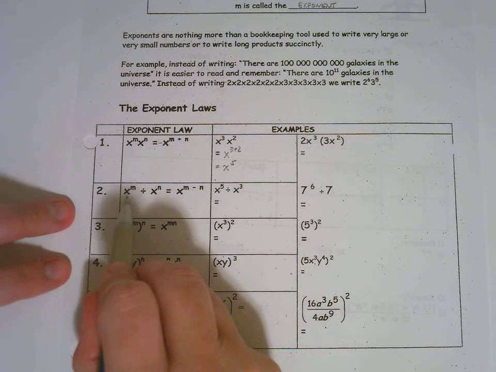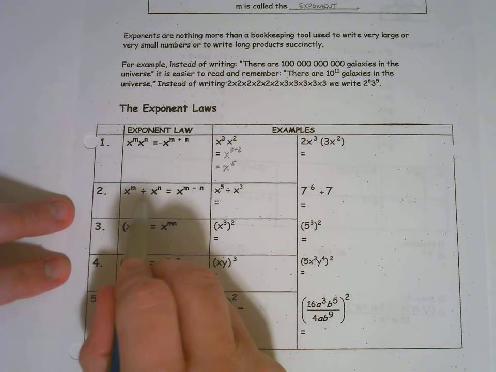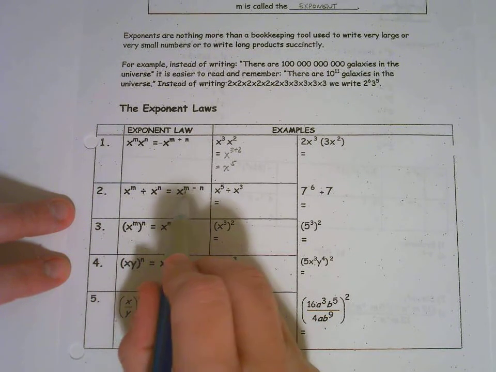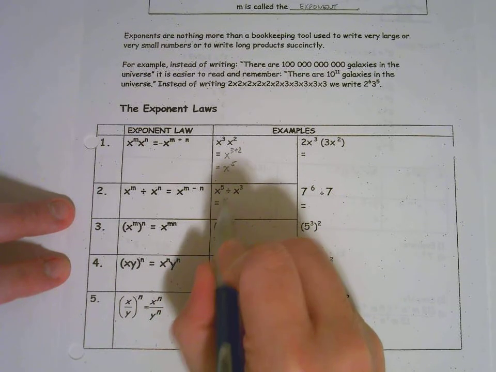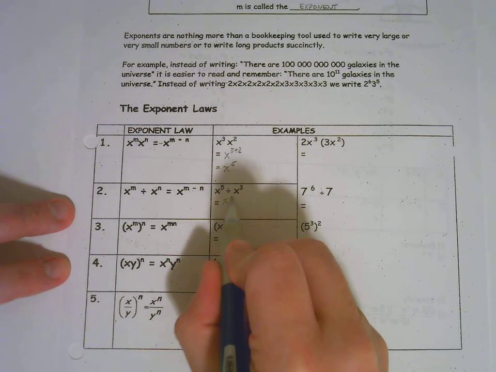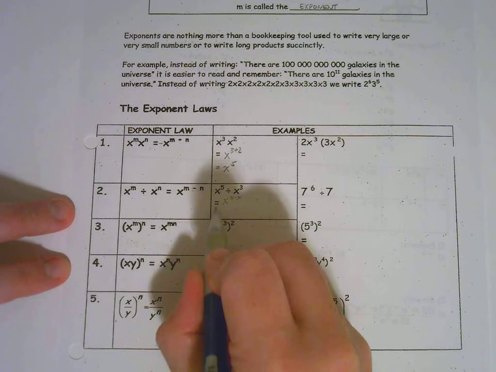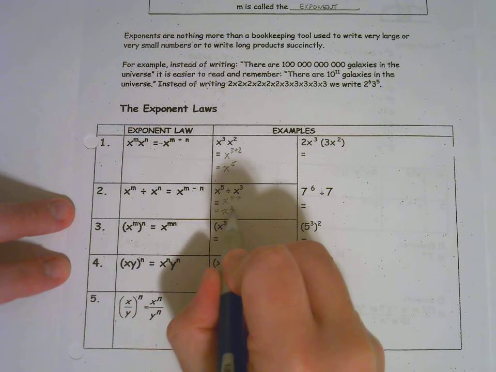Here, same type of thing. If I have powers of the same base and they're being divided, then the rule is to keep the base, but now subtract the exponents, so that same thing's going to happen here. This would be an x to the, since I'm dividing, the exponent is 5 minus 3, so this would give me an x to the 2.